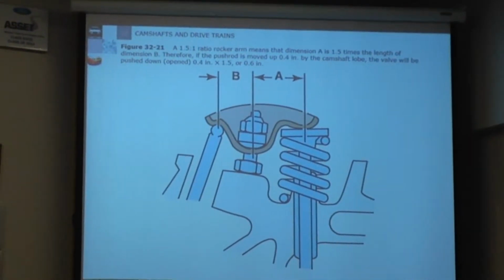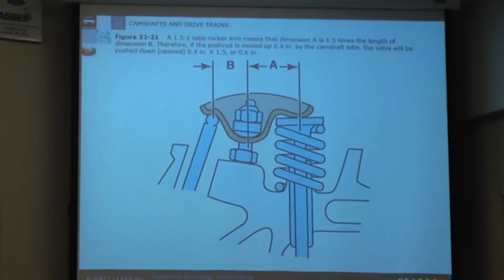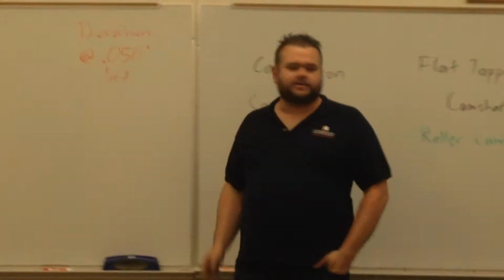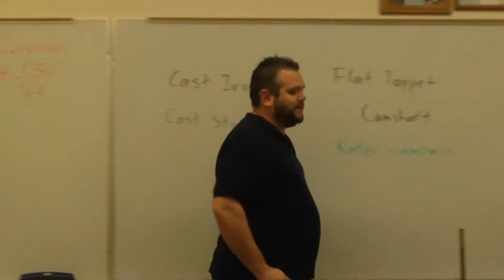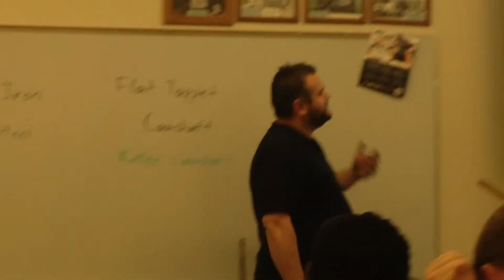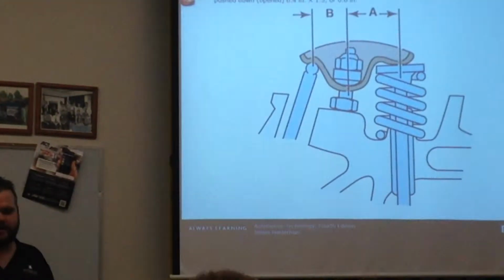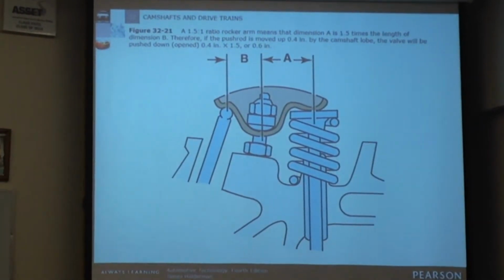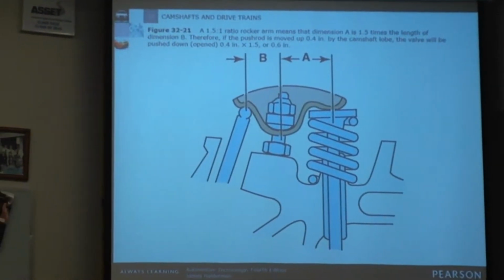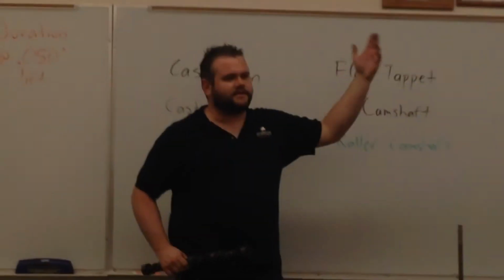So rocker arms we can use whether we have overhead valve or overhead cam. They come up in both applications. So basically any engine that's overhead valve is going to use rocker arms. That's what we're seeing here, an overhead cam engine. Overhead valve engine.